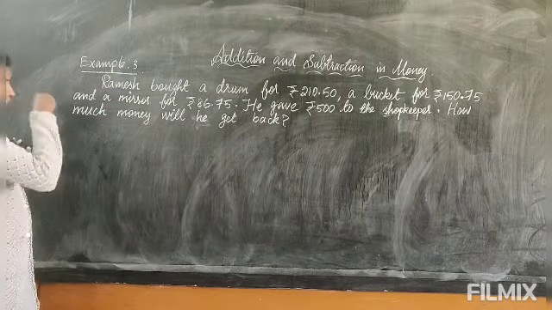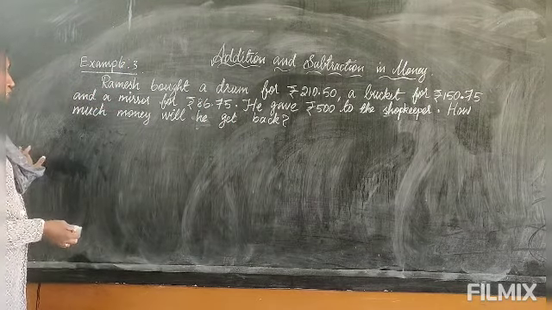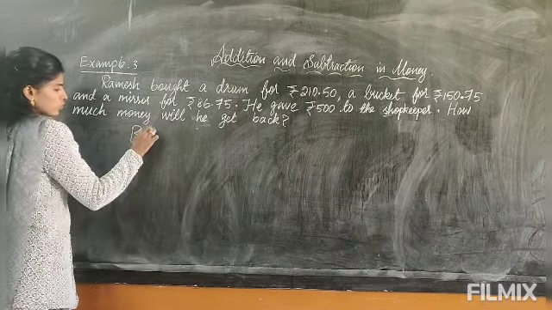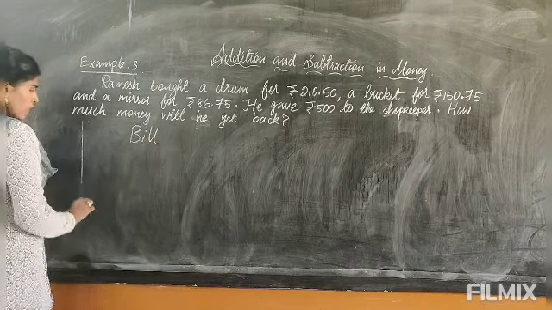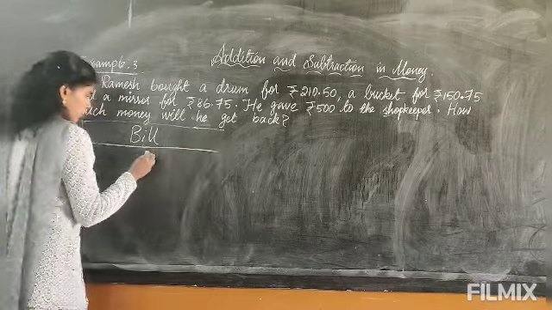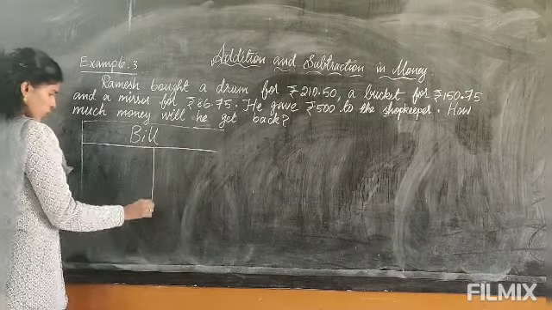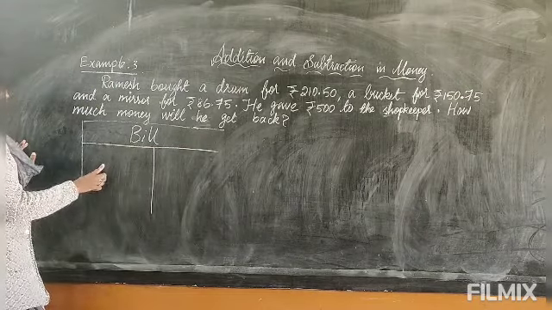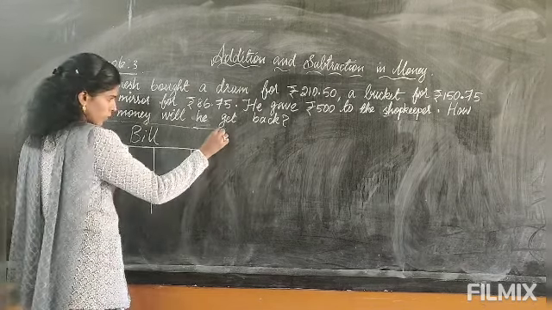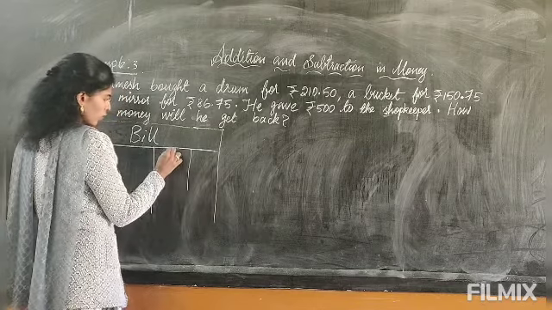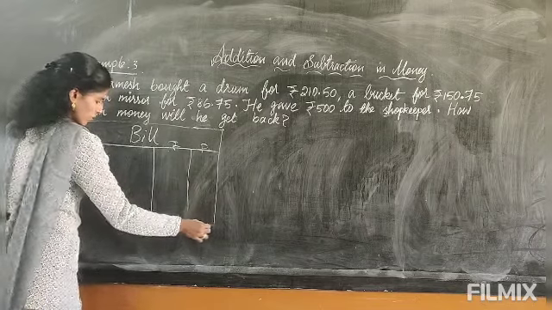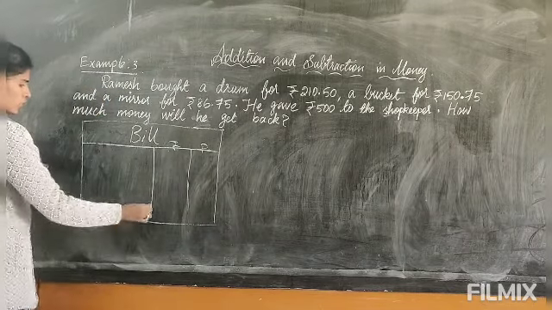So first let's make the amount of how much he purchased. For that, let's make a bill. To make a bill, you learned last year, the same way you can make it. You make two columns. In this column you write what things are purchased, and here you write the amount in rupees and paise. Here you write the rupees and here you write the paise. And you can add it. Just make a table like this.